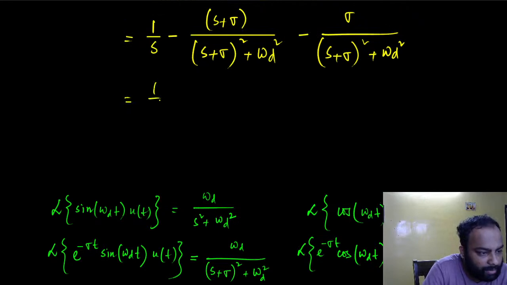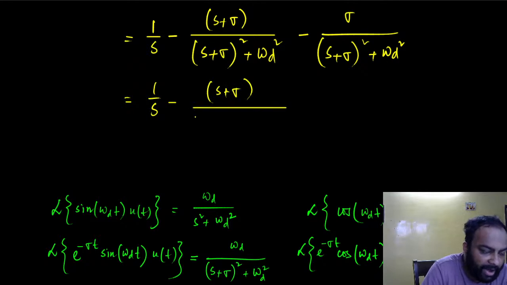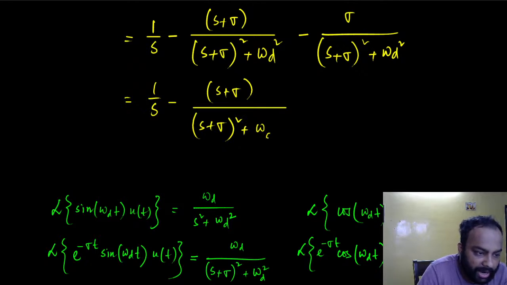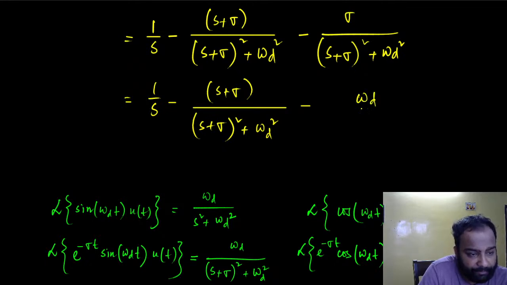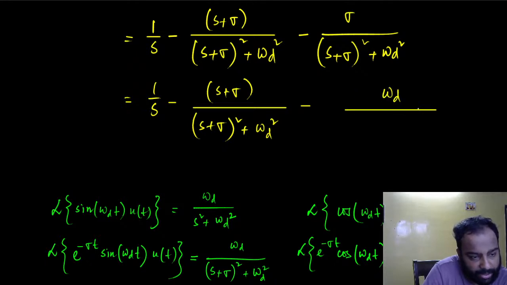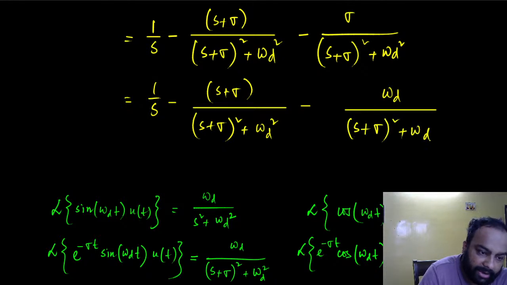Let's write this as 1 by s minus (s plus sigma) divided by (s plus sigma) whole squared plus omega_d squared, and then minus sigma, and this sigma I am writing as, try to understand, I'm writing this with omega_d. Let me show you what I mean. So in the denominator I have (s plus sigma) whole squared plus omega_d squared.